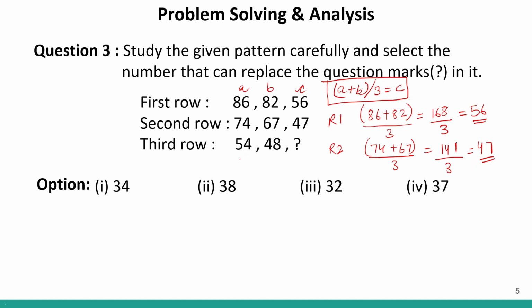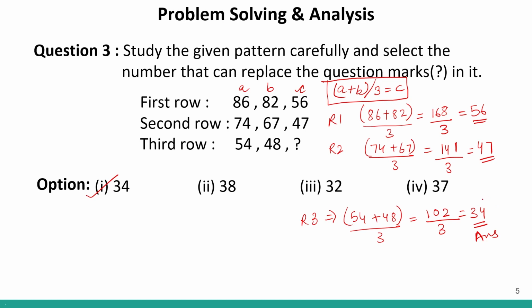So similarly we'll do for row 3. Row 3 will be 54 plus 48 divided by 3. So this will be how much? This will be 102. Okay, and this is 3. So 3, 3 and 4. So 34 will be your answer and 34 is given in option number 1. So option number 1 is your correct answer to question number 3. Okay, now this is the solution.